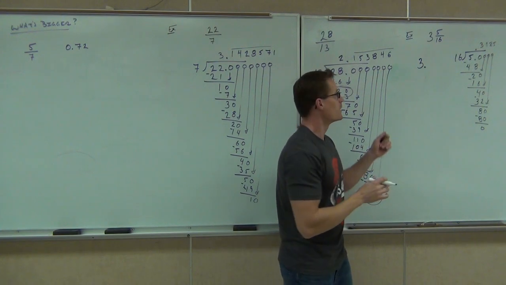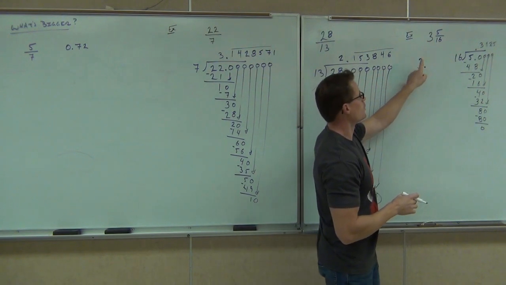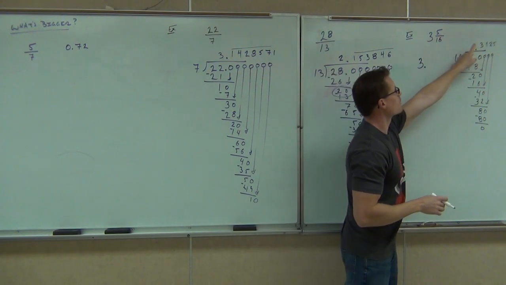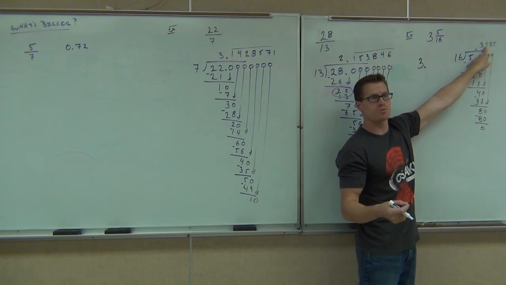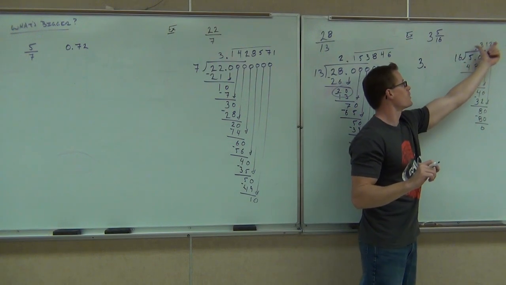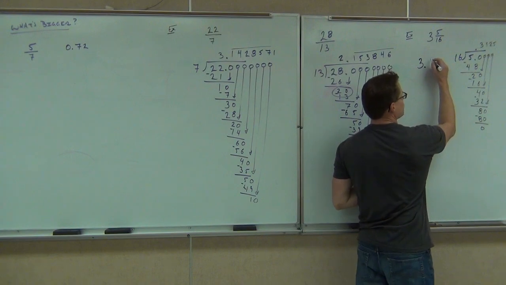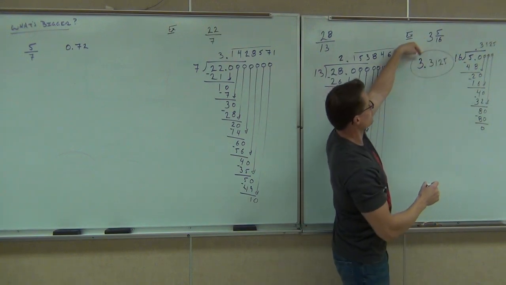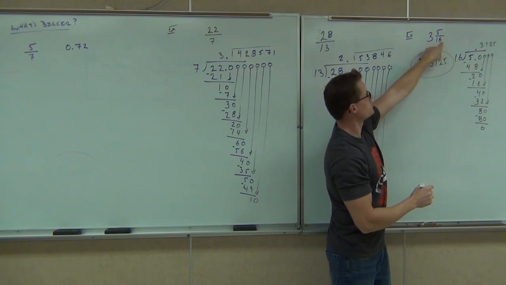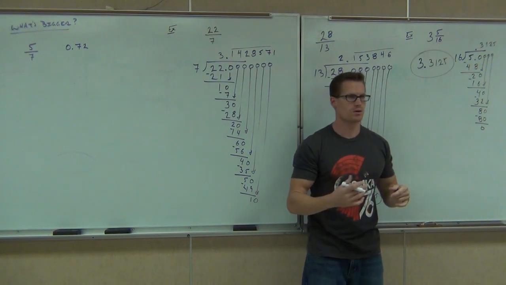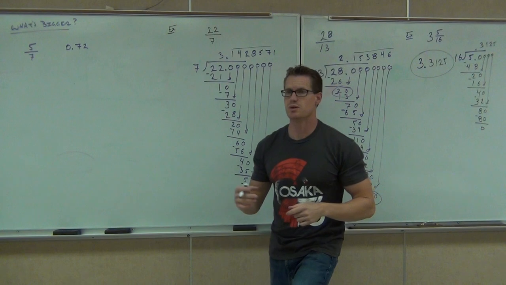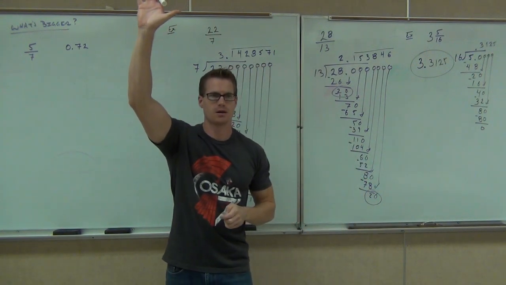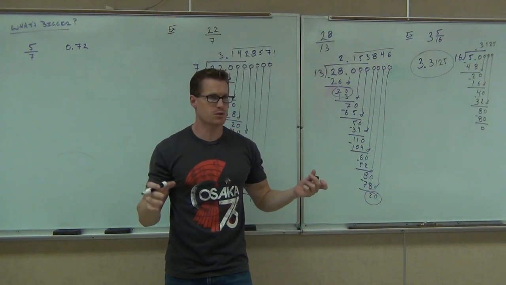So here's the issue. You had this whole number here, that's going to be a whole number here. This was your fraction part, that's the decimal equivalent of your fraction part. All you have to do is tack this part onto this number. 3.3125 is your answer. That's the way your mixed numbers can be changed into a decimal. How many people feel okay about that? If you didn't like that way, there's another option for you.